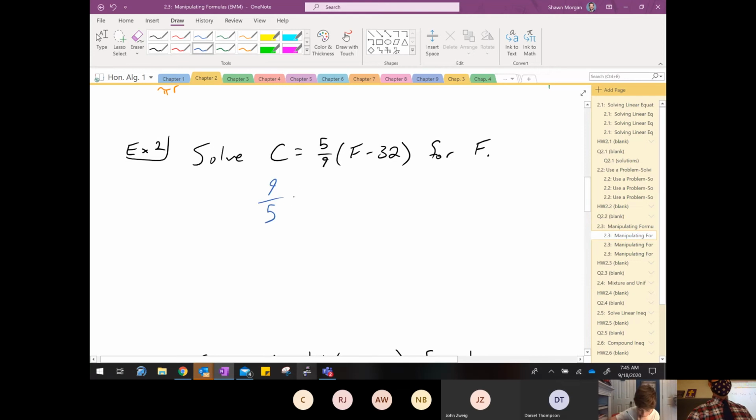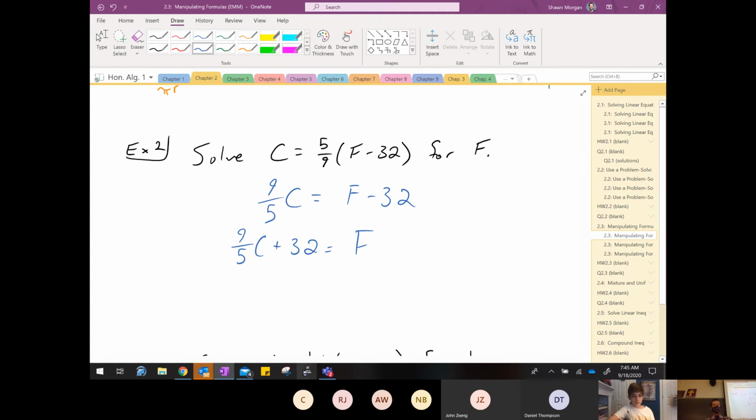So 9/5 C equals F minus 32. And then the last step would be to add 32 to both sides. All right, so we got F equals 9/5 C plus 32. And that's how you would change from having C solved for to having F solved for.